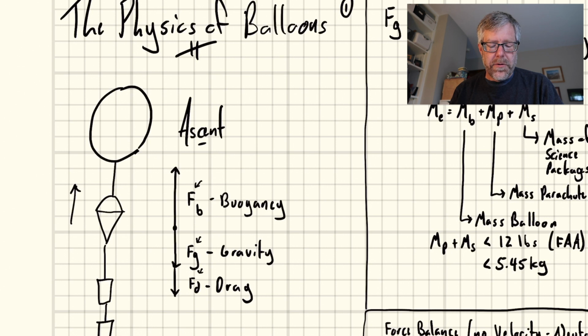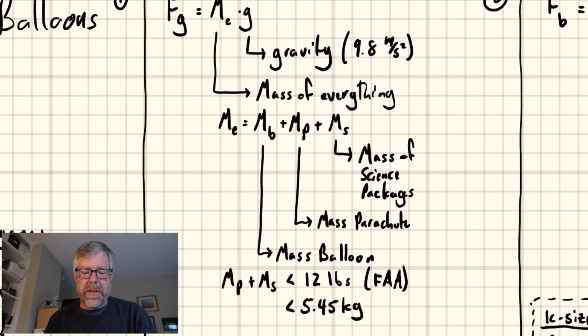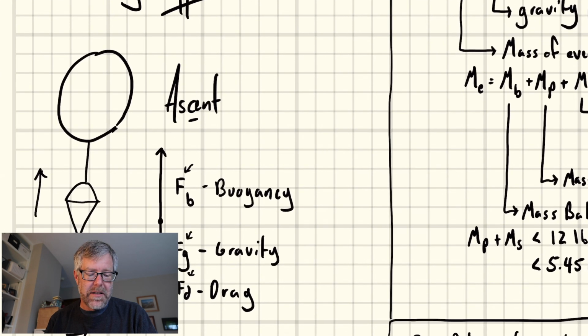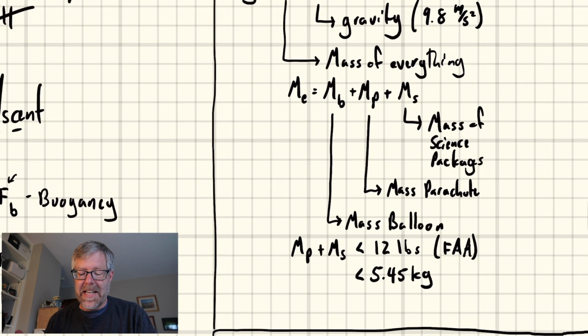All right, let's go through each of these forces one by one. We'll go through the easiest one first, which is gravity. Gravity is relatively straightforward because it's just the mass times gravity. Gravity is 9.8 meters per second squared, and mass is the mass of everything, including the mass of the balloon, the mass of the parachute, and the mass of each of the payloads, or the science packages. So the balloon, the parachute, and the science packages.